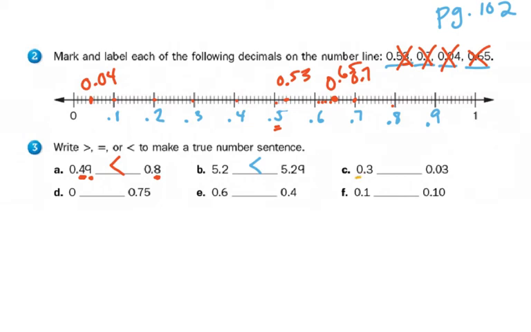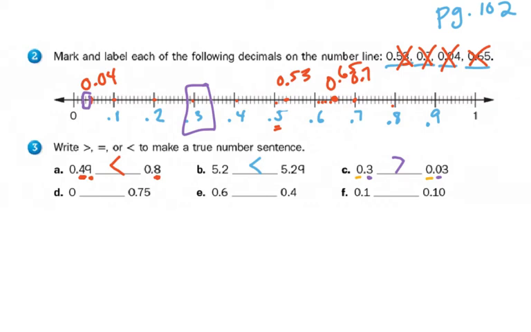C. We look at the 0 there. 0, they're the same. So go to the tenths place. 3 and 0. Which one is larger? 3 is larger. So 3/10 is greater than 3/100. 3/10 would be here. 3/100 would be there.